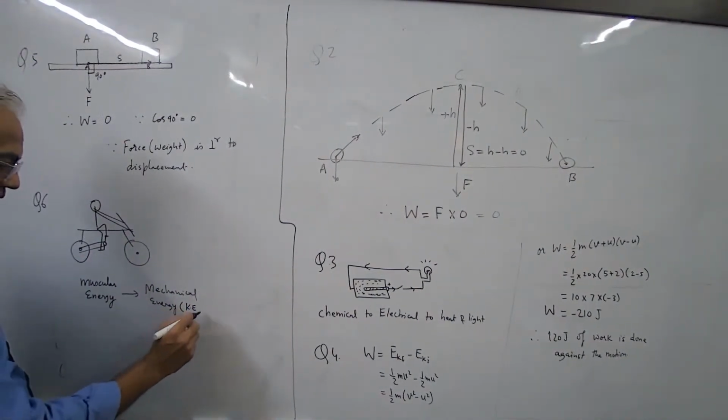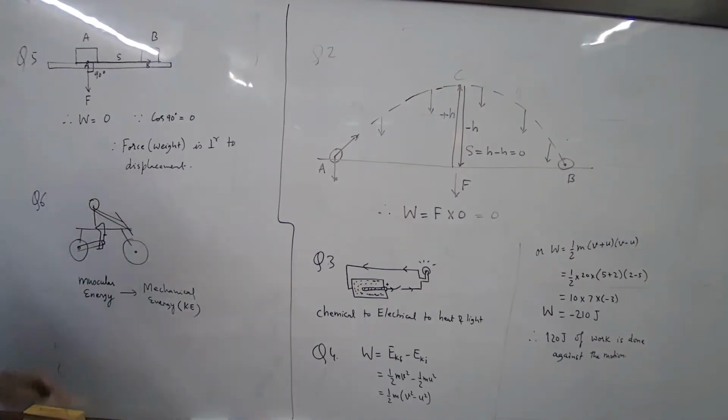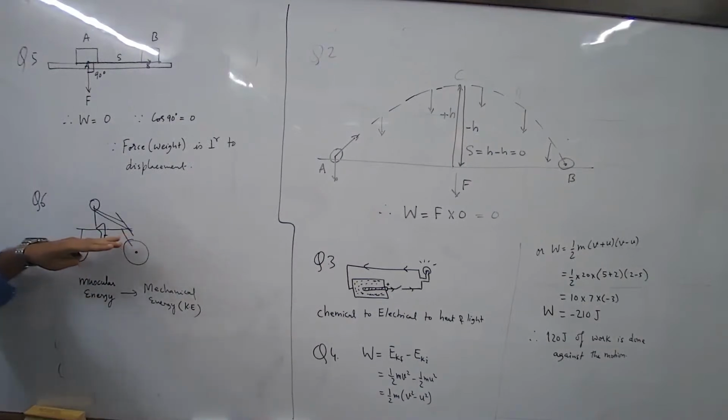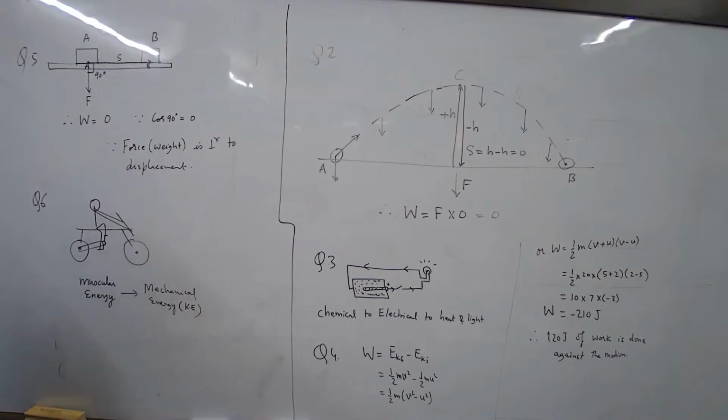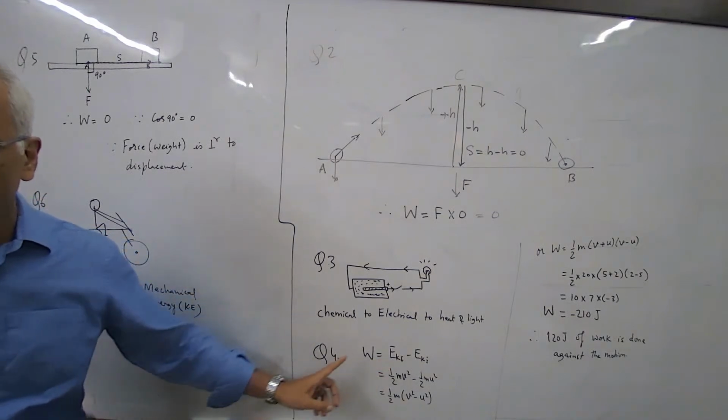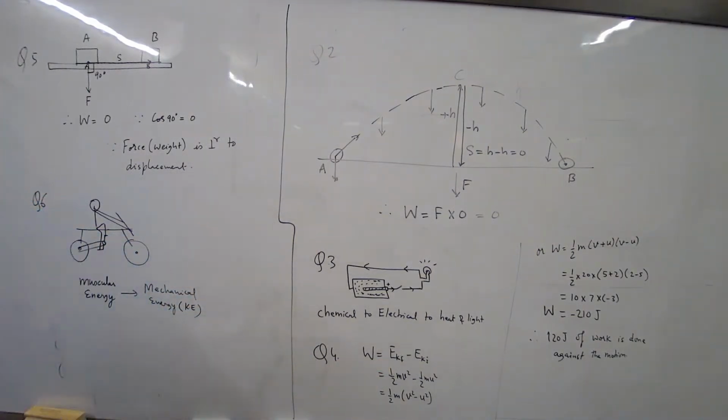Does it have any potential energy? No, because there is no level change. It's on the same level, so no change in the potential energy. Potential energy only when there is a change of position with respect to ground. At the same level, only change is taking place in kinetic energy, because of that formula, work done is equal to change in kinetic energy. No level difference. Okay. Next.